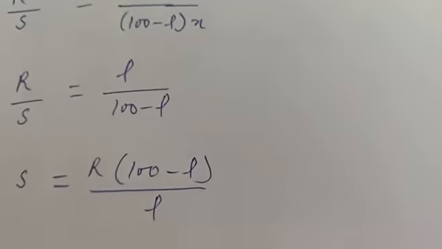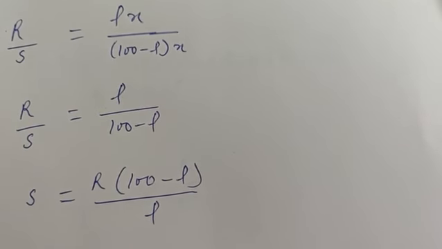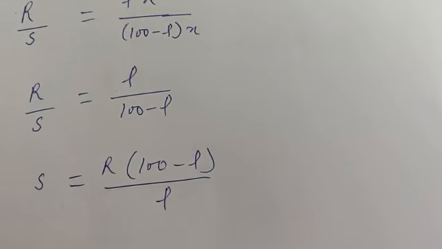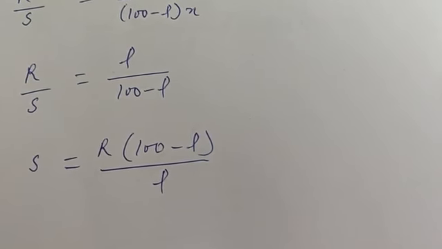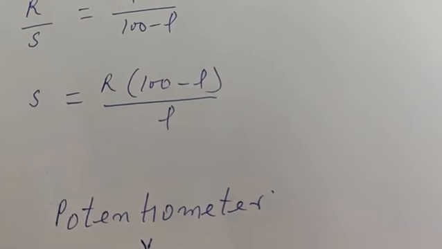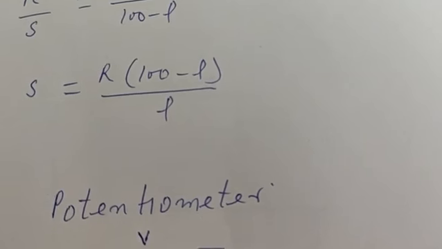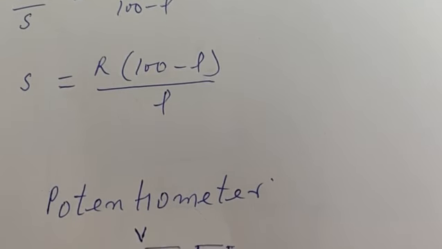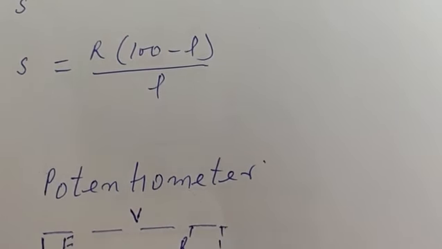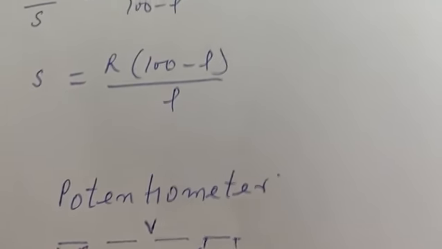So if it is a balanced Wheatstone bridge circuit, then according to the balanced Wheatstone bridge rule, R by S will be equal to Lx upon (100 minus L)x. X will be cancelled and we can simplify it for S. S will be R into (100 minus L) divided by L. So that will be the resistance which was unknown. So you can say it is the unknown resistance.